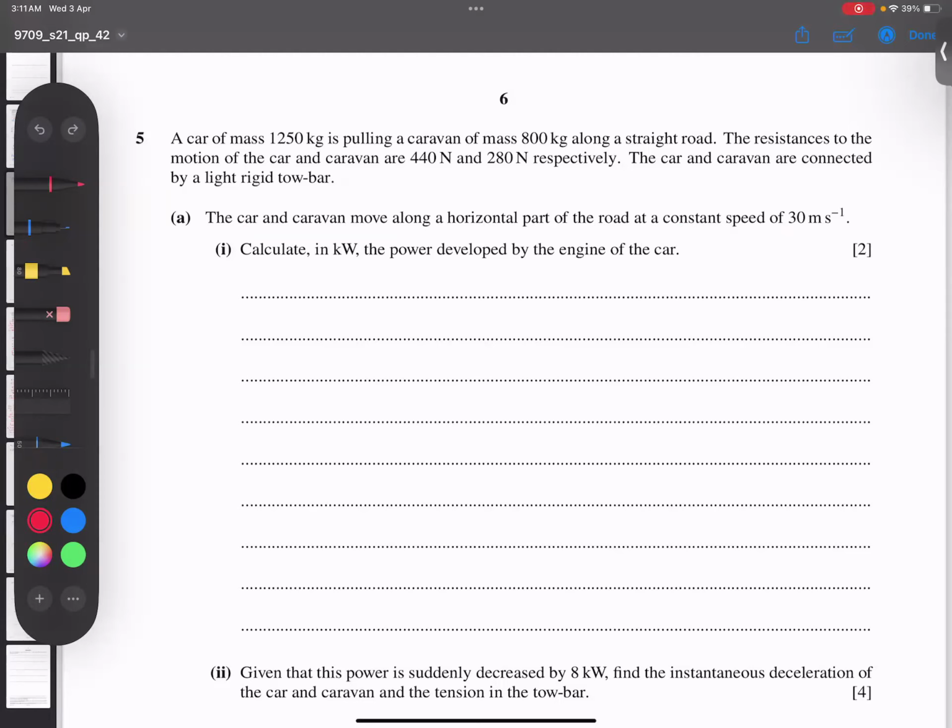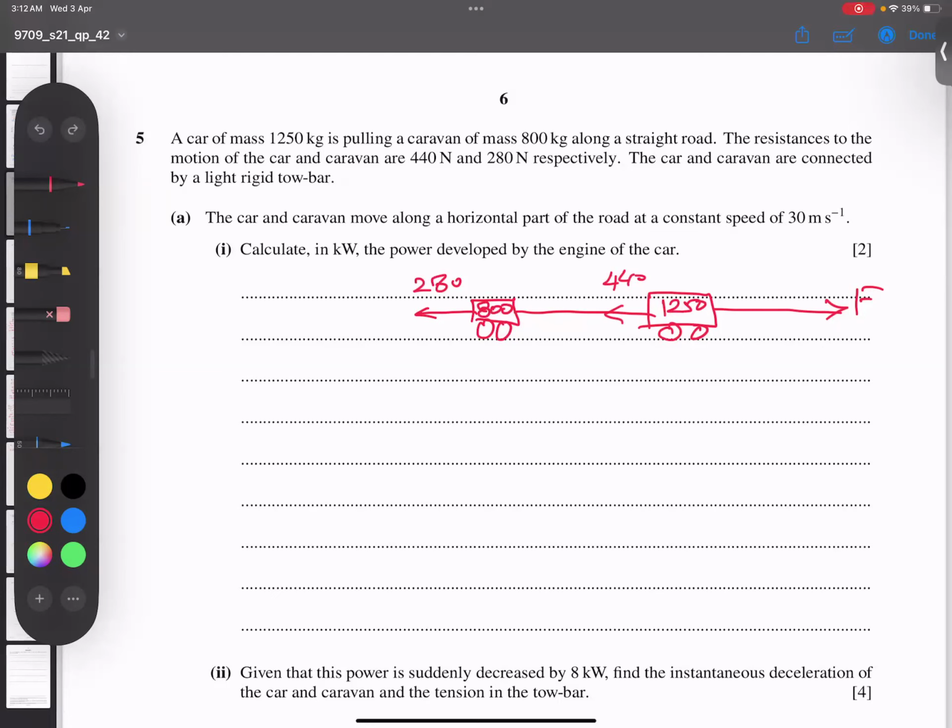First of all, I will make a rough diagram so you can understand. There are two particles, very clear, connected here. This is the applied force, and because they are connected particles, friction acting here is 440 and friction acting here is 280. The mass of the first particle is 1250 and the second is 800. But he mentioned that we have to find the applied force, the power.